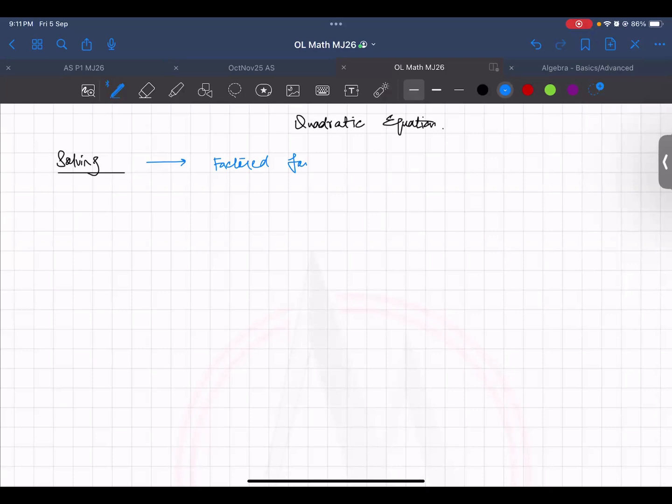You can solve it using a factored form. You can solve your quadratic equation using the quadratic formula. You can solve your equation using the completing the square form as well. I will show you. We will solve the same equation using all three methods, and we will see that all of them will match. And you have the fourth method, to solve a quadratic equation using the calculator. I will tell you how to do this.